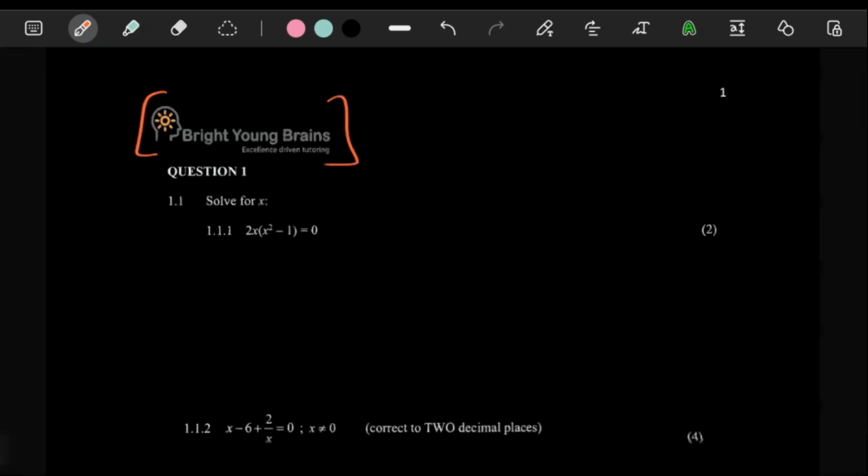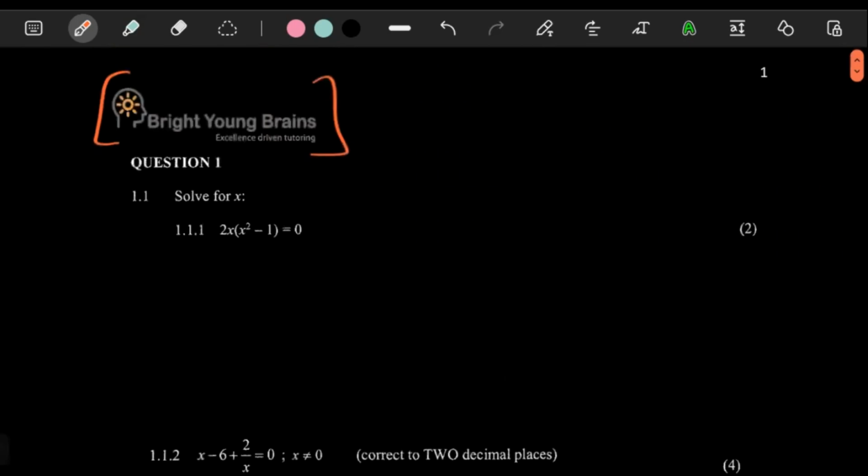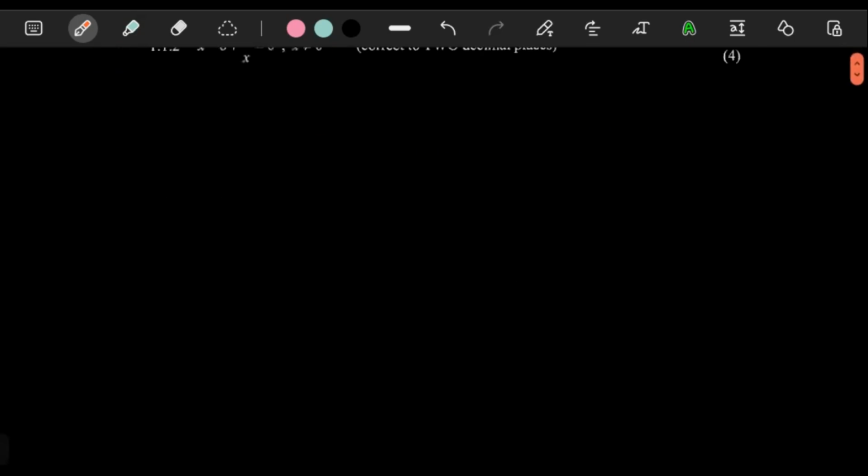So in this video, obviously we are going through a full paper. This is the Gauteng Maths grade 12 prelim exam from 2022. This is the paper one, and obviously the PDF file is linked in the description.